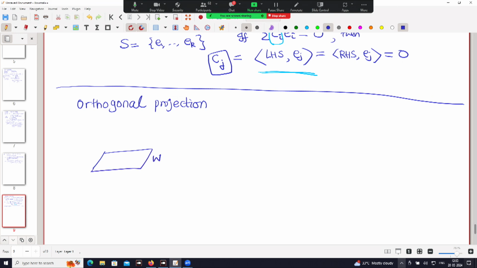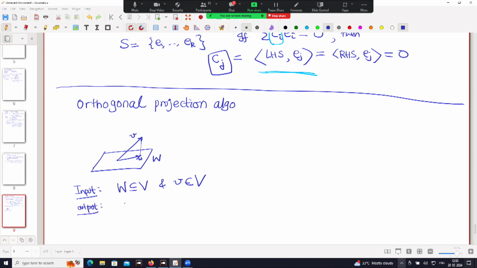I have a subspace W in my vector space, I have got a vector V in my vector space, and the orthogonal projection problem says find a vector w, sort of drop a perpendicular. So, find a vector w in your subspace W such that V minus w is orthogonal to that entire subspace W. Okay. So, orthogonal projection is the following question. Let me say orthogonal projection algorithm. It has the following input: a subspace W and a vector V in the vector space. What is the desired output? A vector w in W satisfying the following property, that V minus w is perpendicular to every element of W.